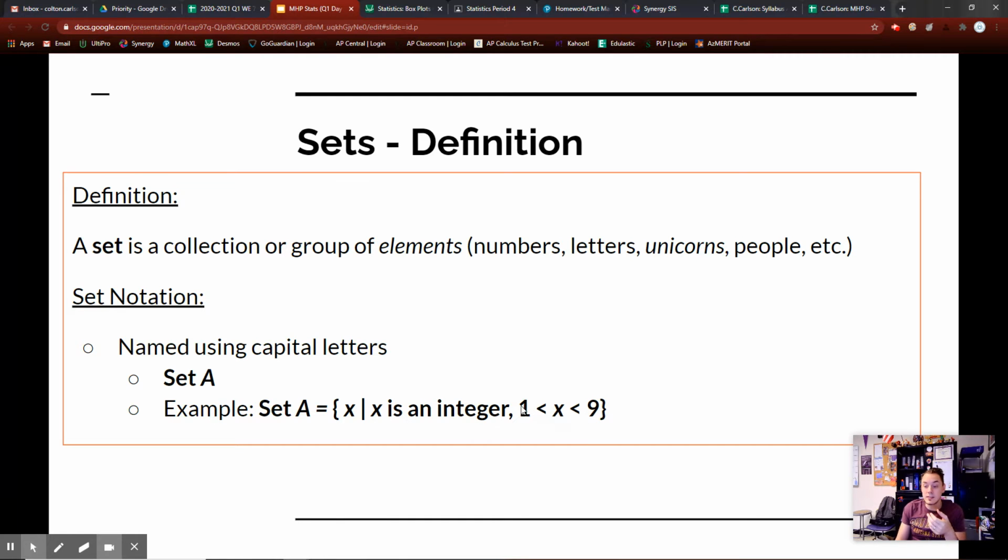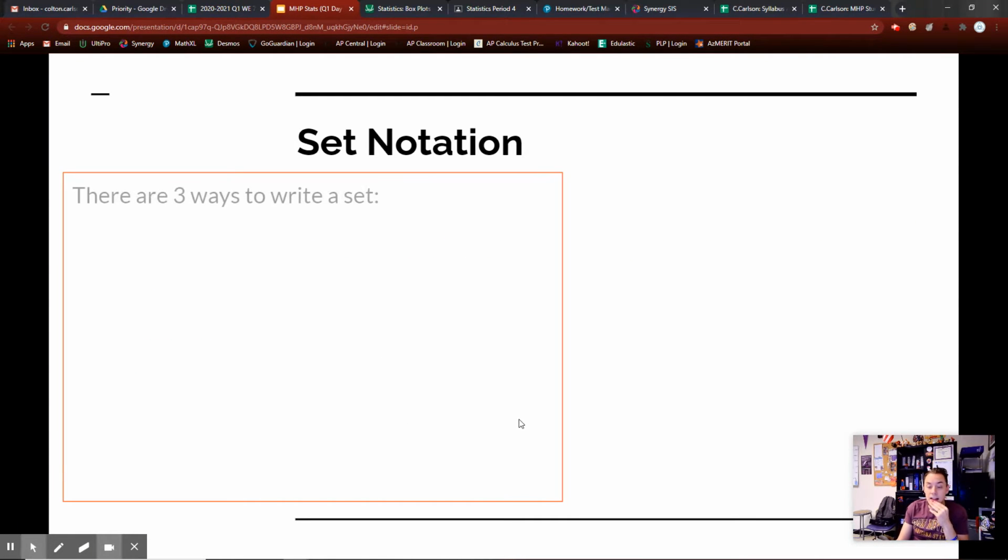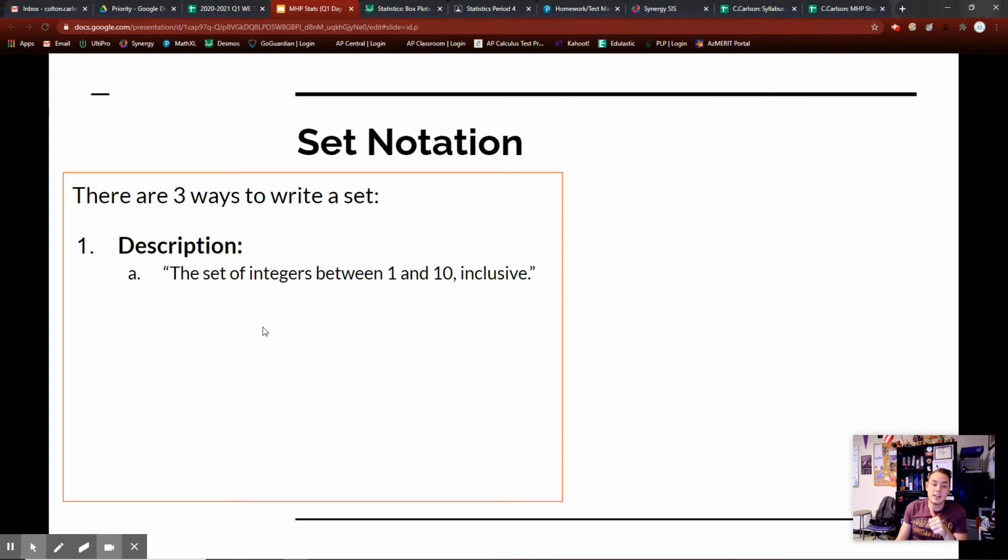That's what that means. So let's start looking at it more closely. There are three ways to do a set. First of all, there's a descriptive way. If I say the set of integers between 1 and 10 inclusive, or the set of whole numbers greater than 5, that's what description means. Basically me reading the English.